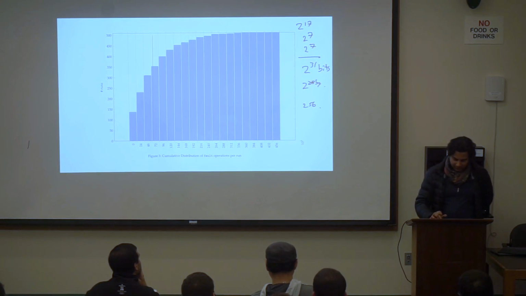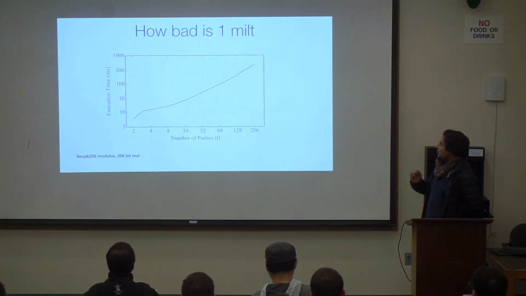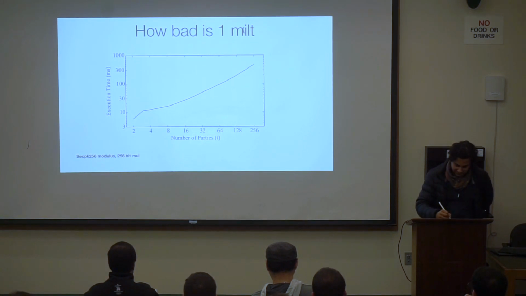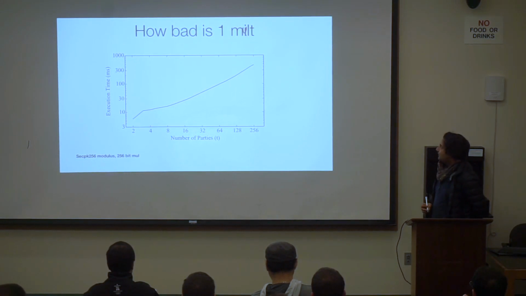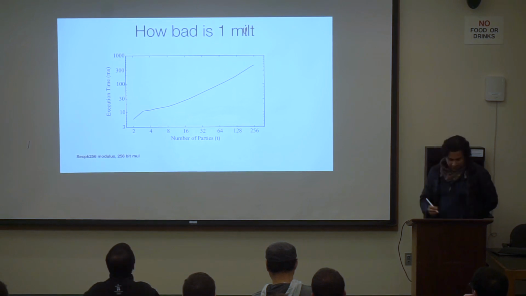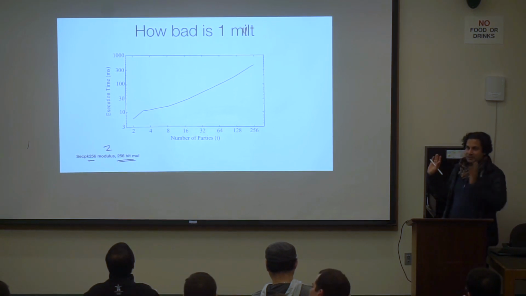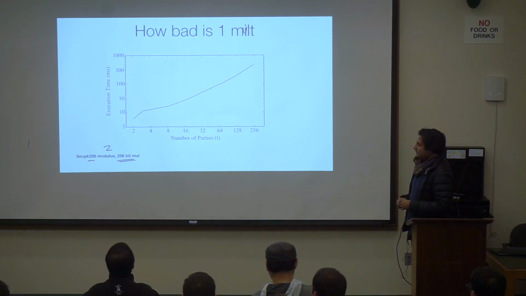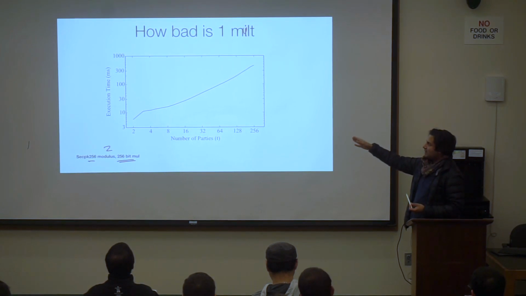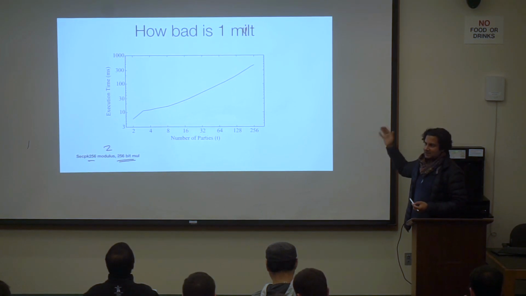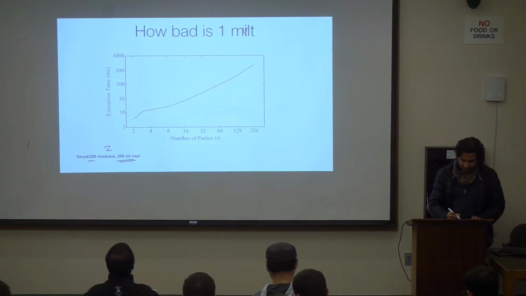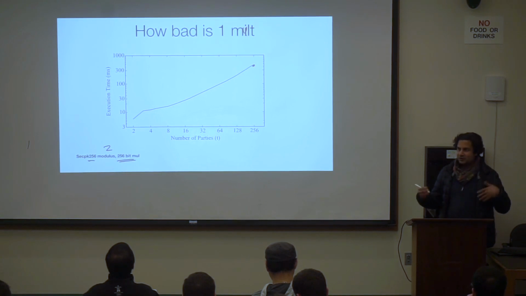Well, I'll give you a better sense of it. How bad is 1 mult? This is a 256 bit multiplication. It's 2 of them actually, because this is a pristine run, so this is the amount of time with extra stuff being added. This is an upper bound on what it takes for 256 bit multiplication without any of our optimizations, so it's roughly 300 milliseconds.